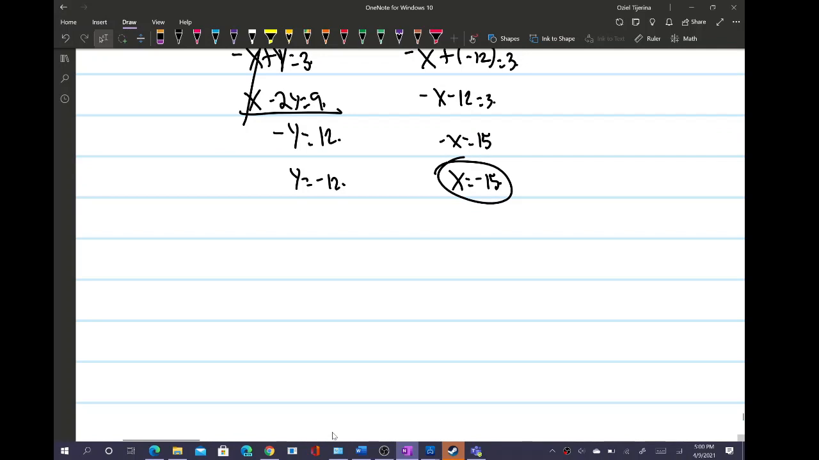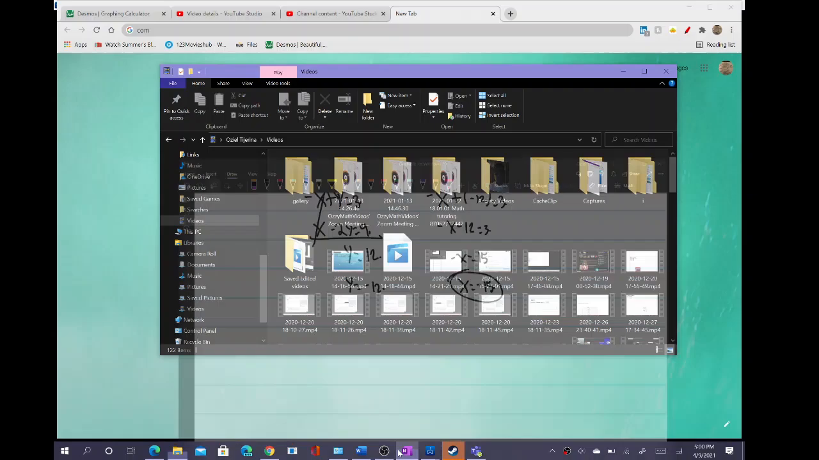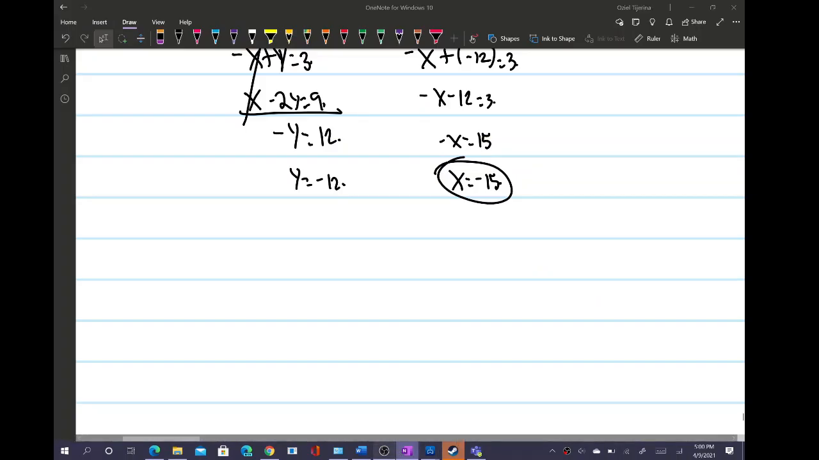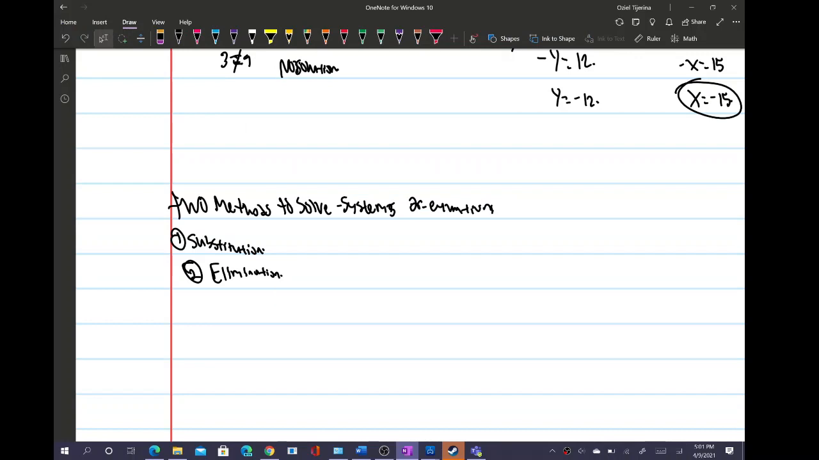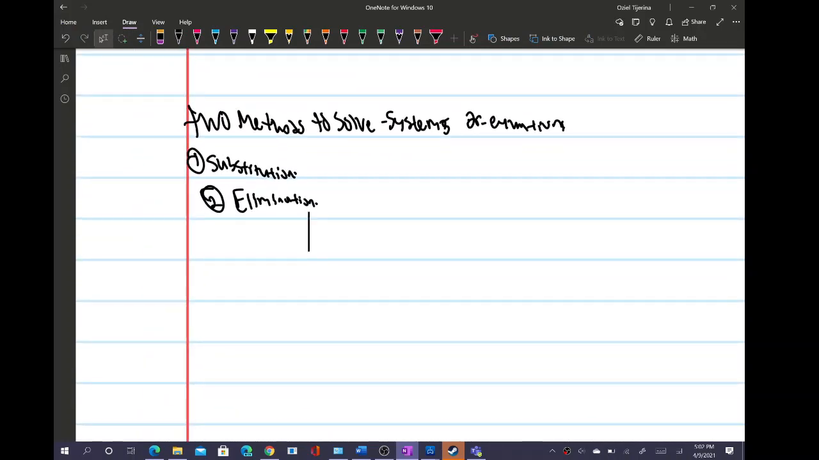So now that we know what linear equations are, we want to go ahead and say, okay, let's do systems of linear equations. There are two methods to solve systems of equations. The first is substitution, and the second is elimination. I'm just going to look for some examples to show you guys how this is done, right? So give me a second.